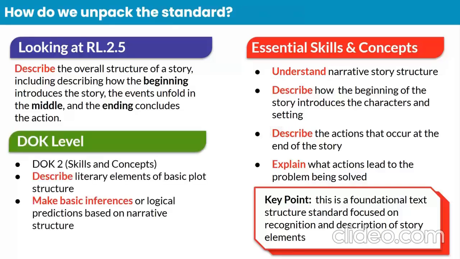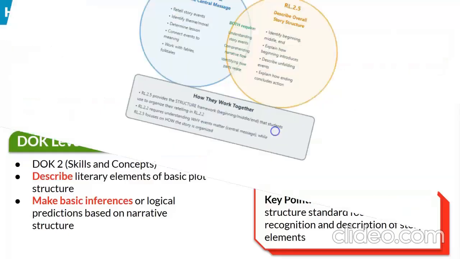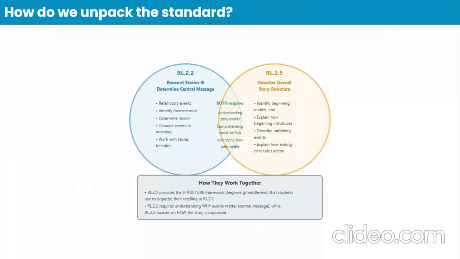Like RL 2.2, the natural DOK of RL 2.5 is DOK 2, skills and concepts. Students describe literary elements of basic plot structure and make basic inferences or logical predictions based on what they know about the narrative structure. Here is a quick look at how RL 2.2 and RL 2.5 work together.